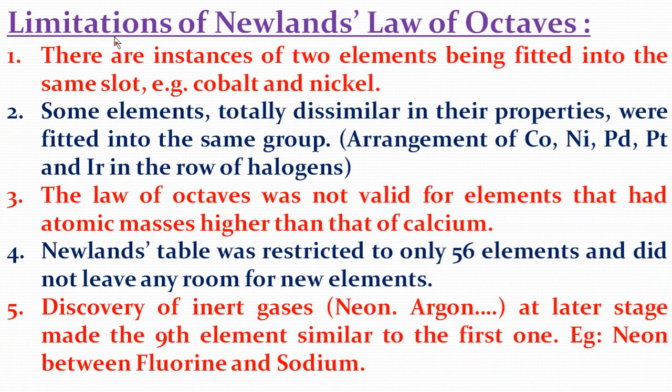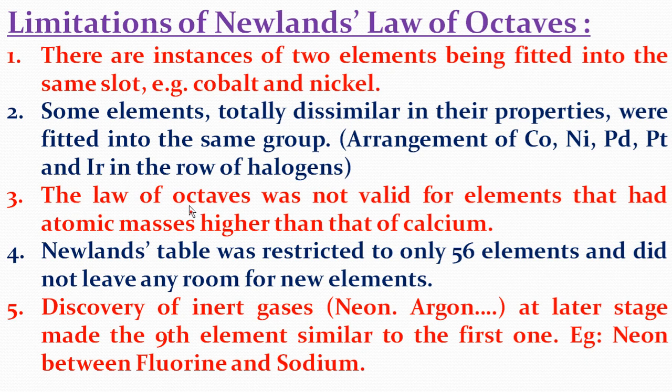Now, what are the limitations of Newlands law of octaves? Here there are instances of two elements being fitted into the same slot. In the same place you have to place two elements, cobalt and nickel, and some elements totally dissimilar in their properties were fitted to the same group. For example, the arrangement of cobalt, nickel, palladium, platinum and iridium in the row of halogens. Halogen means chlorine, bromine, iodine, fluorine. In this place you have to place the other elements.